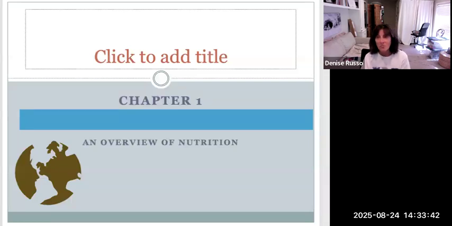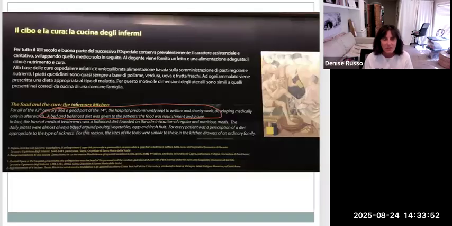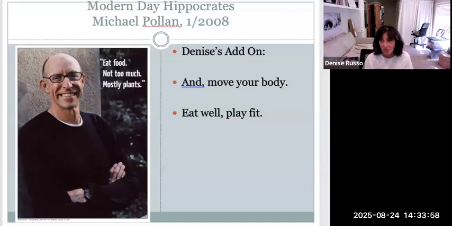I wanted to start off just acknowledging that we have for centuries known that there's a connection between nutrition and health and wellness. And this comes from many different places in the world, and I've just shared a couple, and we continue to have that belief up into this current century, with, I think, most notably Michael Pollan's description of eat food, not too much, mostly plants, and I always like to add, and move your body.